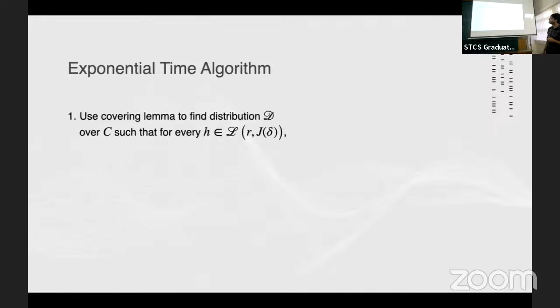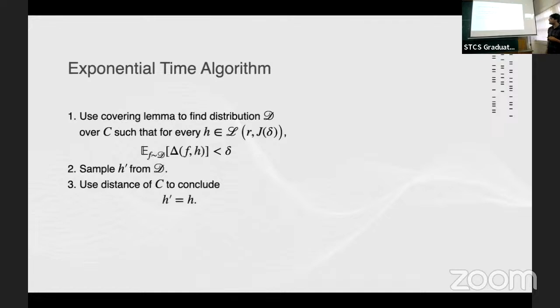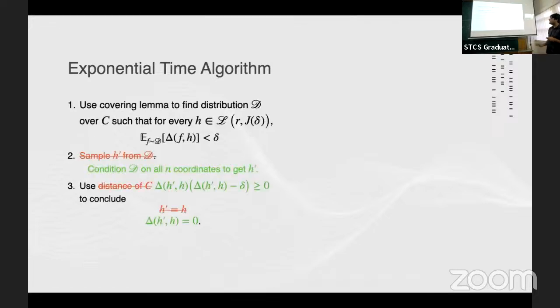So I'll finally mention the algorithm. Remember that the exponential time algorithm looked like this: we found the covering lemma, we sample from this distribution and use distance of C to complete. I'll just rewrite this exponential time algorithm as, instead of sampling, conditioning 1 by 1. One way of saying sampling is to condition 1 by 1, all n coordinates. Right? And distance of C is just this quadratic inequality. In particular, implies this quadratic inequality. And the final conclusion is that their distance is 0.